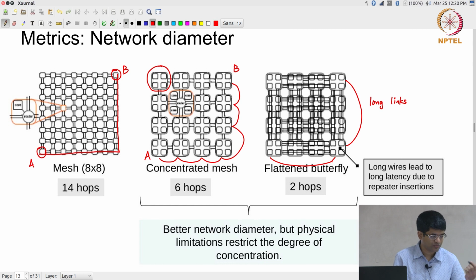For example, you would need to have a long link between the concentrated mesh, that is the group of nodes and the other group of nodes. So if we have from this corner to the rightmost corner. What about the in between cells? Well, you will need to have connections to those also. So that's the problem.